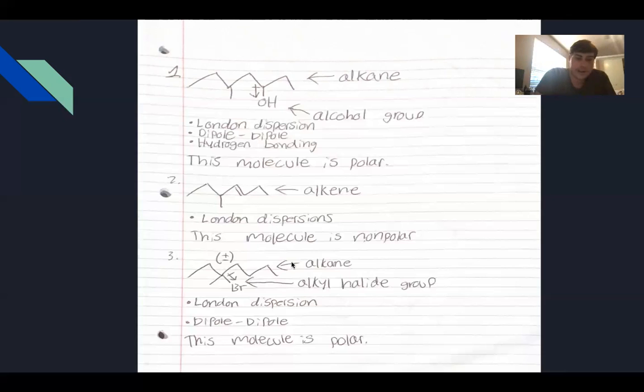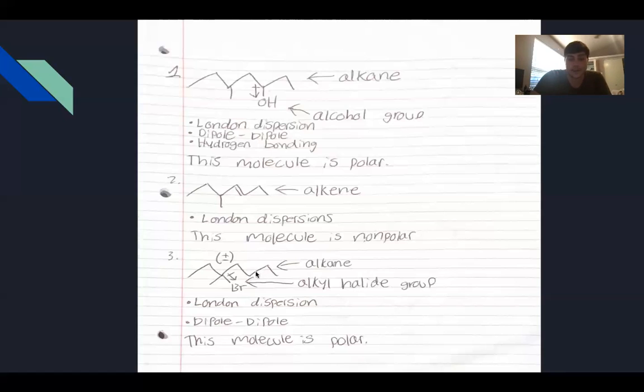So next down here, we have an alkane, and we also have an alkyl halide group, which is just a halogen bonded to a carbon. So we have our net dipole between that bromine and the carbon. Electron density is going to be favoring the bromine. So number one has hydrogen bonding. Hydrogen bonding is a hydrogen bonded to one of three atoms: oxygen, nitrogen, or fluorine. And that's like the strongest intermolecular force that we know of so far.